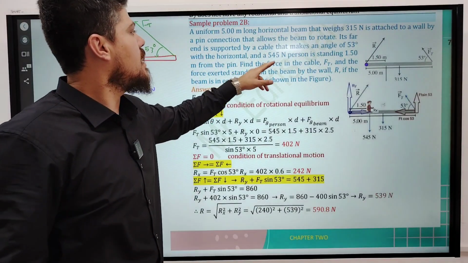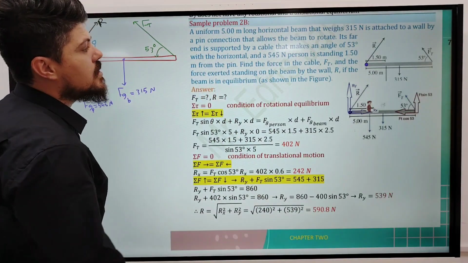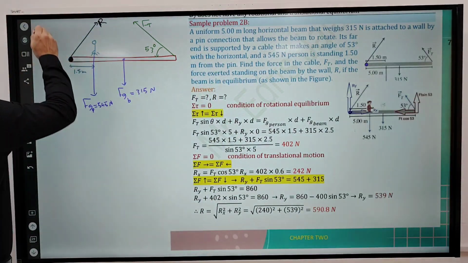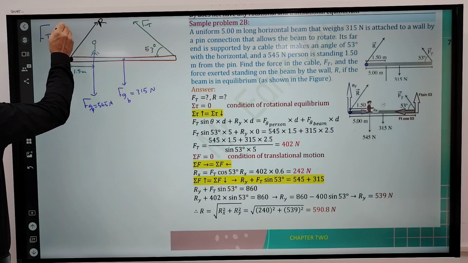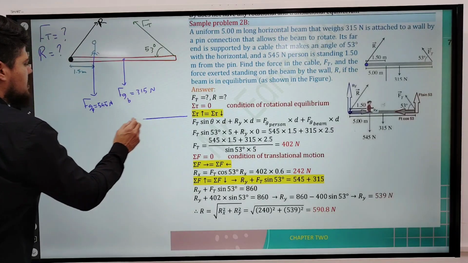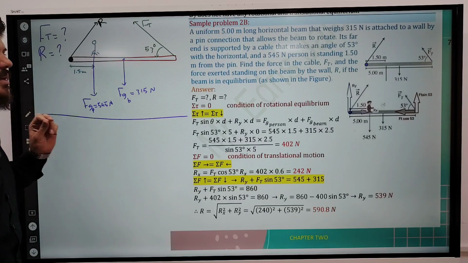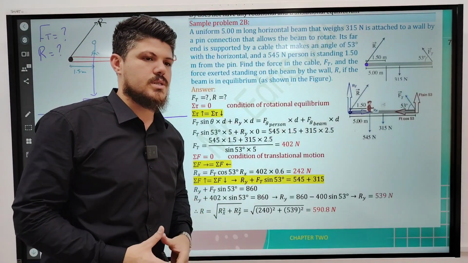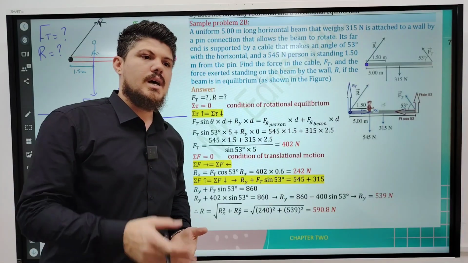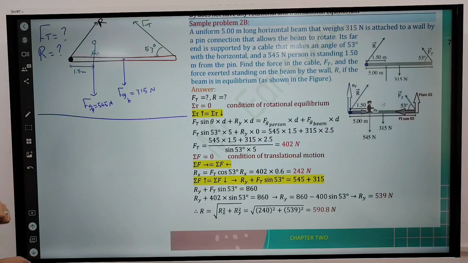Find the force in the cable Ft and the force R exerted on the beam by the wall. Ft is unknown. R is unknown. How many forces are unknown in this question? 2 forces are unknown. If 2 forces are unknown, you have to use both conditions: the rotational condition first and the translational condition second to find R.